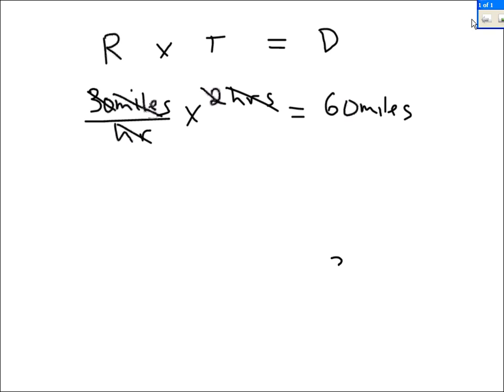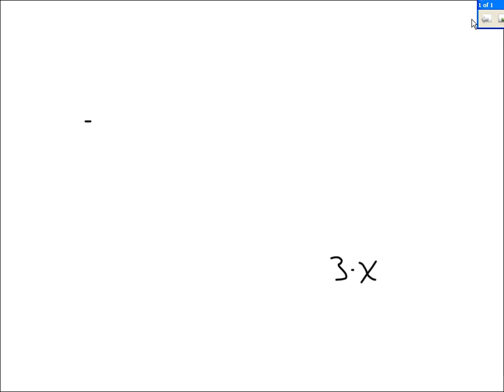Just like when we write 3x, we don't have to write 3 times x. When we write 60 miles, we don't have to write 60 times miles. And nonetheless, we went for 60 miles. 30 miles the first hour, 30 miles the second hour. We are doing 30 miles an hour for a grand total of 60 miles.